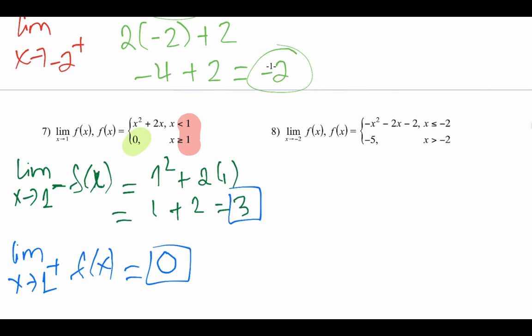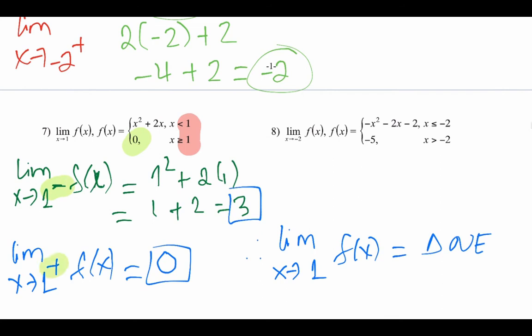Is there a limit for this one if they don't match? No, D and E. So this is the proper way for you to write it. You can say limit x approaching 1, f of x equal D and E. So that's the proper notation, something that you may have forgotten. The left limit has the negative on the top right of the 1. The right limit has a plus on the top of the 1. So this is the left limit, this is the right limit.